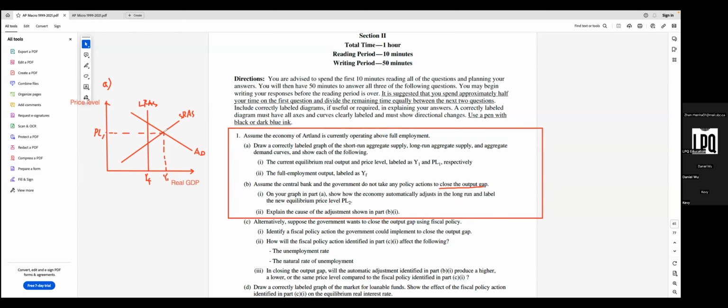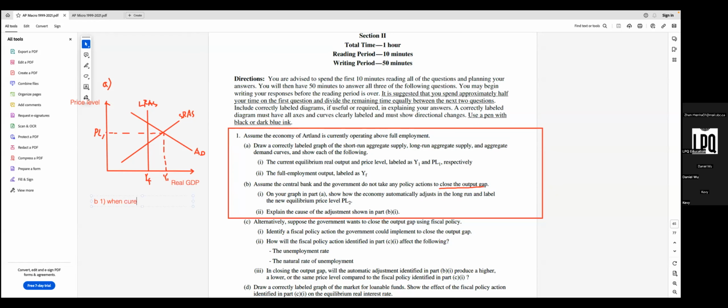So today we learned, in order to go back to the potential level GDP, you need to analyze how the resource price will change in the labor market. So that is B number one. Then B number two, you need to explain.